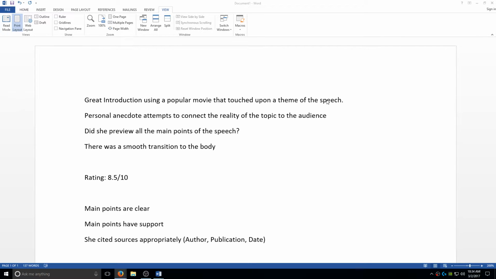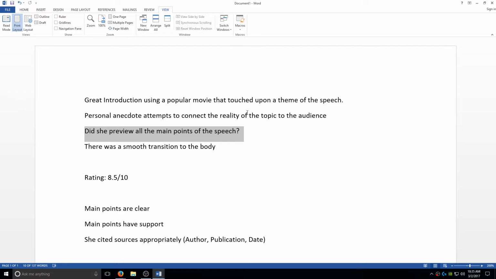Her thesis was stated clearly. I think she told us that she was going to go ahead and talk about human trafficking. Now, here's the problem where I felt that she could have lost points or did lose points. Did she preview all the main points of the speech? And she did not. She didn't quite use the method that we had talked about in our class this semester. So I would subtract points from that because she didn't have a preview of all the main points.